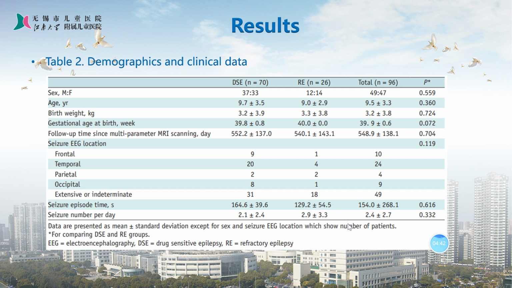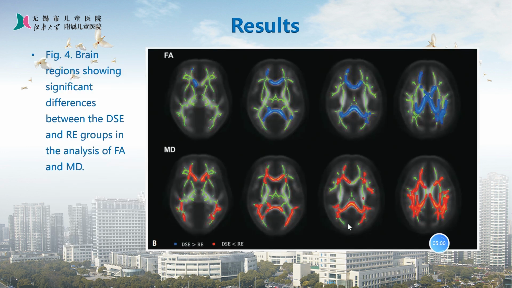The results showed that in study patients, the DSE and RE groups showed no significant differences in birth weight, gestational age, seizure location, seizure episode time, or seizure frequency.